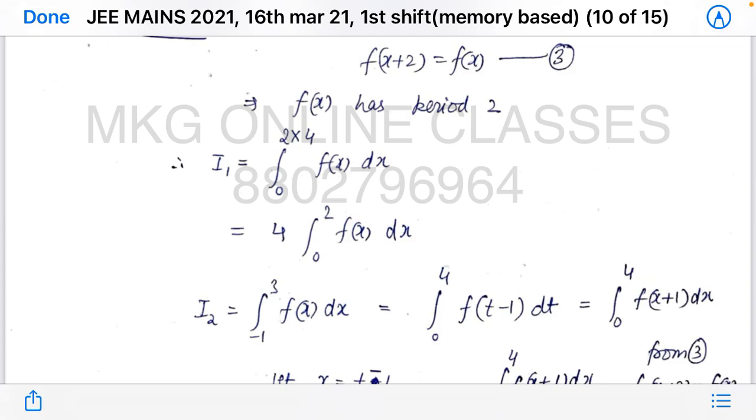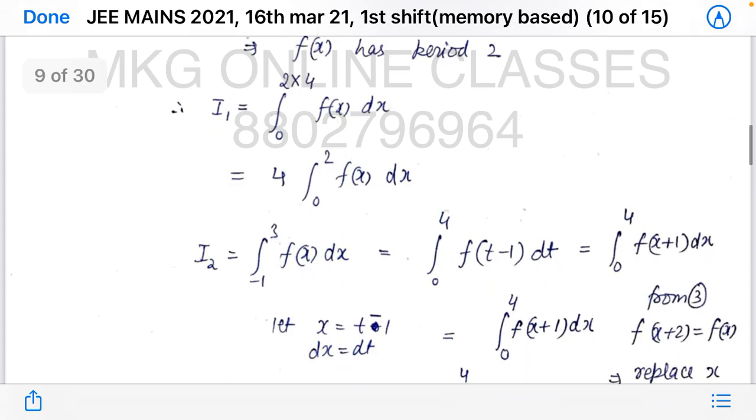Let me just put in place of x as t minus 1. So dx will be equal to dt. The limits will become 0 to 4, because when x is minus 1 then t will be 0, and when x is 3 then t will be 4. So it is becoming the integral of f(t minus 1) dt.